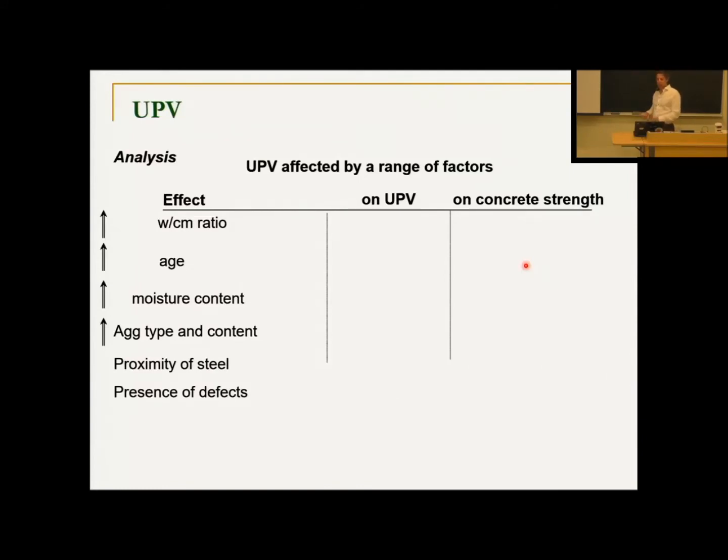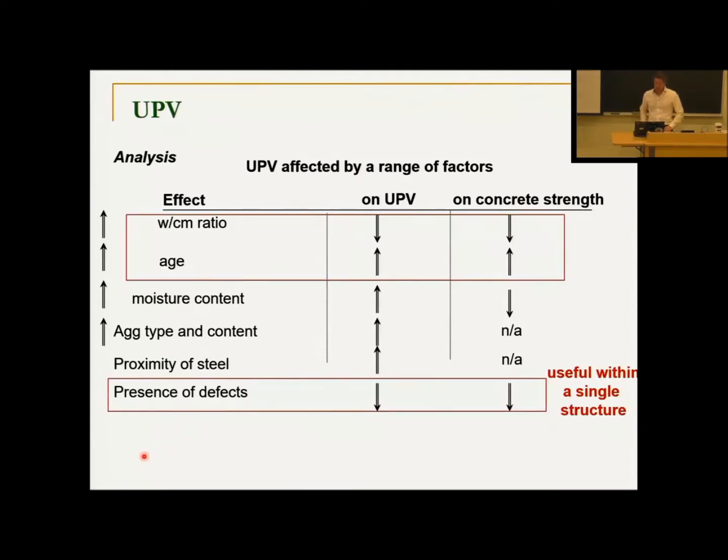And what I mean to show with this drawing is that factors that affect concrete strength and factors that affect pulse velocity sometimes are aligned and sometimes are not aligned. So there are certain parameters which affect the wave velocity and the strength in the same way, that is, they're parallel, they both increase or they both decrease. But then there are other parameters which have opposing effects, right? The moisture content, aggregate type, proximity of steel, these are all disruptive effects.